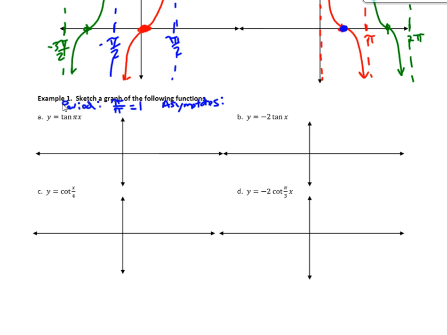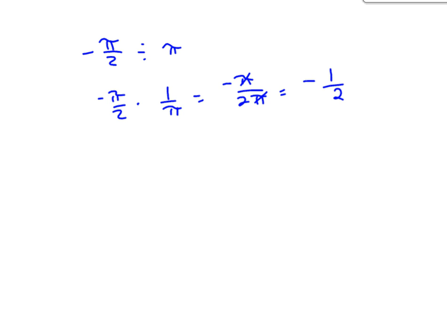The asymptotes are setting the pi x equal to negative pi over 2. So then in order to solve that, I divide by pi. Let's take a look at what that looks like here. So I have negative pi over 2 divided by pi. So that's negative pi over 2 times 1 over pi. And when I multiply those out, I get negative pi over 2 pi. And the pi's cancel. But because nothing was left on top, there's a 1 there. So that's negative 1/2. So my first asymptote is at negative 1/2.